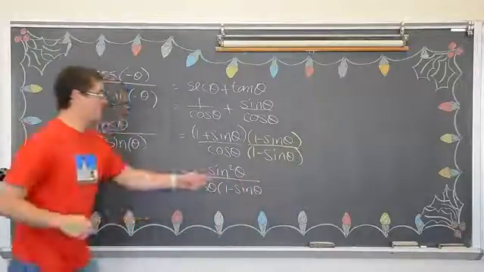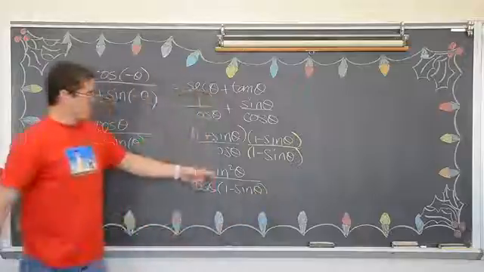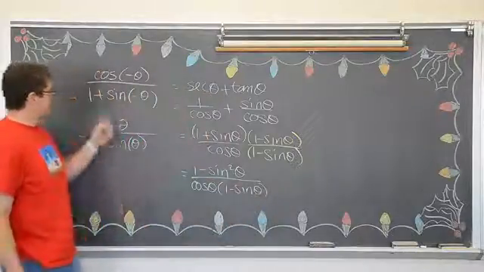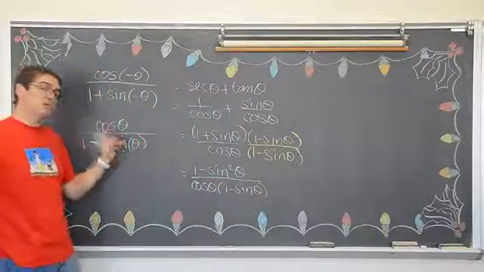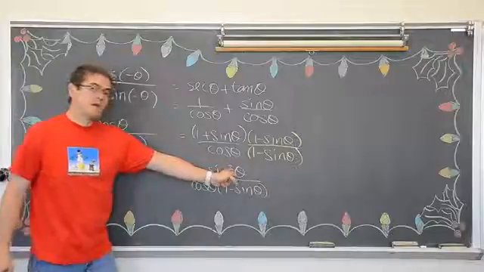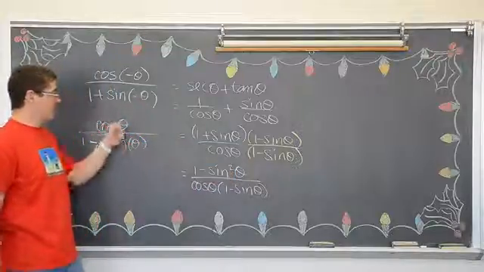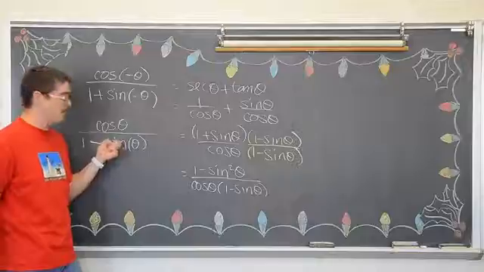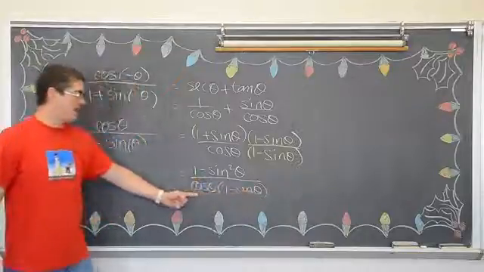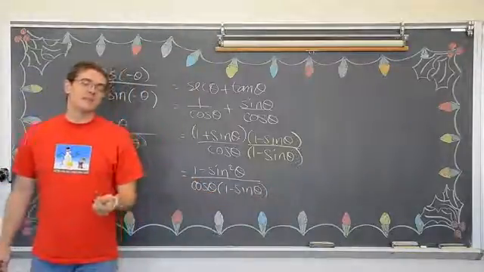And I'm not going to distribute this stuff together because I need to do some canceling. See my power of 2 that's showing up? I'm going to have to do some kind of canceling to make it match this left-hand side. So I'm thinking if I leave the bottom in factored form, that's going to save me some work.